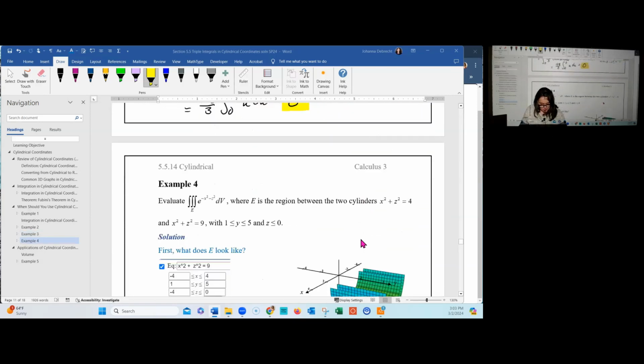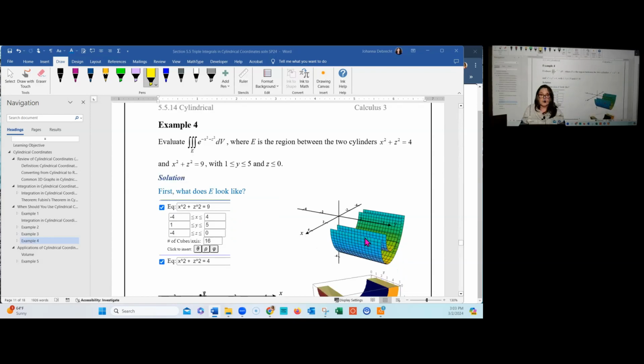Let's now turn to example 4. Example 4 is rather tricky to set up in CalcPlot 3D. We have a function of 3 independent variables, the exponential e raised to the power negative x squared minus z squared. E is the space between 2 circular cylinders, x squared plus z squared equals 4, and x squared plus z squared equals 9, with more restrictions on y and z, y between 1 and 5, and z less than or equal to 0.